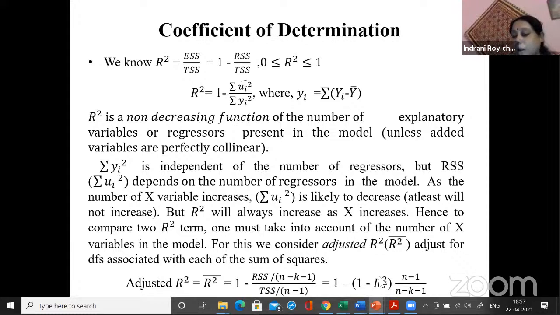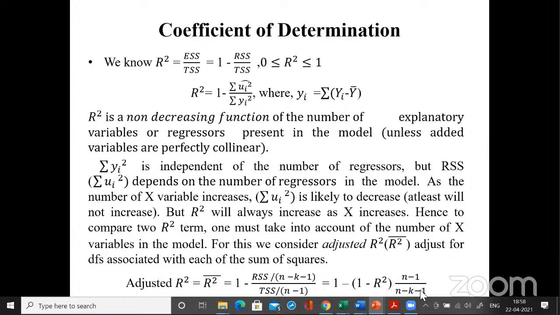It is 1 minus (1 minus R squared) times (n minus 1) divided by (n minus k minus 1). This R squared is the simple R square, which is ESS by TSS, the coefficient of determination. So what is n? n is nothing but the sample size. And what is k? k is basically the number of explanatory variables. So if you have 3 explanatory variables and 100 observations, then your numerator is 100 minus 1, and in the denominator, it will be 100 minus 3 minus 1.